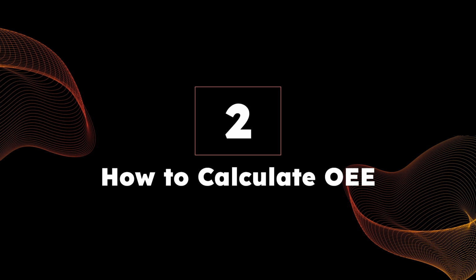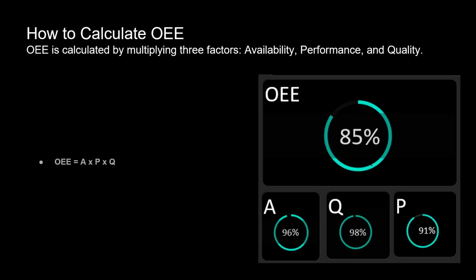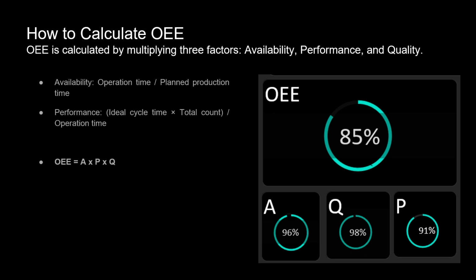How to calculate OEE. OEE is determined by multiplying three key factors: availability, performance, and quality. Availability is all about how much your machines are up and running when they're supposed to be. It's the ratio of the operation time to the planned production time.